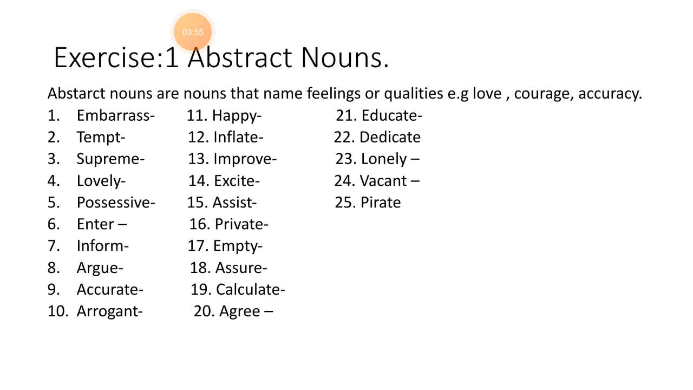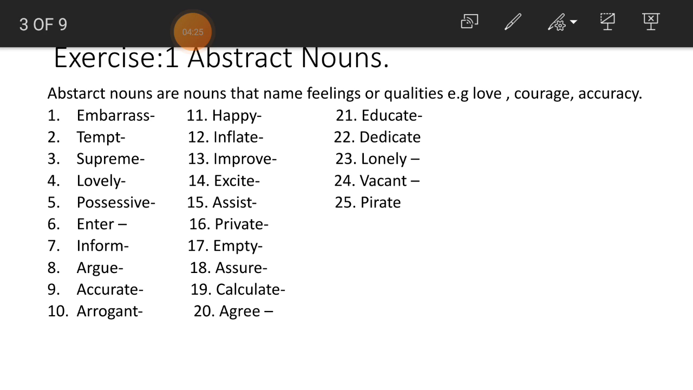Now, I'll give you an example. Embarrass, embarrassment, right? Happy, happiness. Educate, education, right? So this is what you need to do. Embarrass, tempt, supreme, lovely, possessive, enter, inform, argue, accurate, arrogant, happy, inflate, improve, excite, assist, private, empty, assure, calculate, agree, educate, dedicate, lonely, vacant, and pirate. You need to write the abstract noun for the following words.